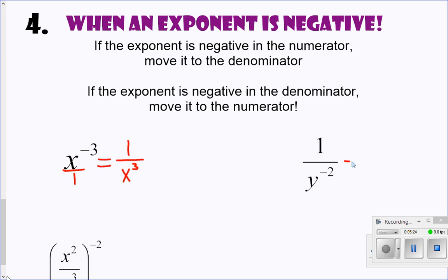So here, I'm going to move the y, because y to the -2 is in the denominator, it moves up to the numerator and becomes +2. And then that's just over 1. And I can just simply rewrite that as y squared rather than keeping it as y squared over 1. Let's look at the last example here.